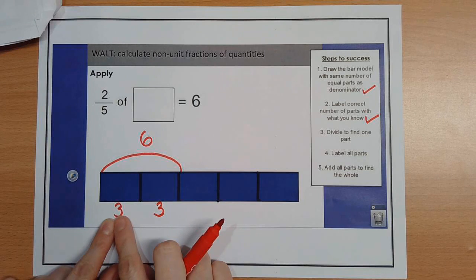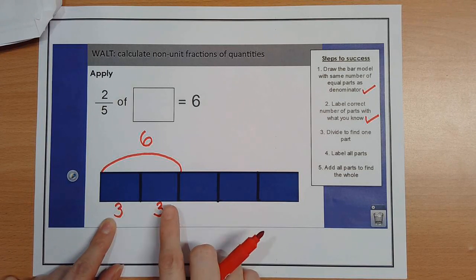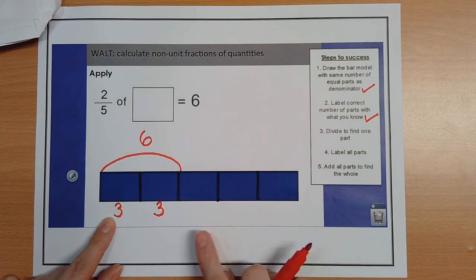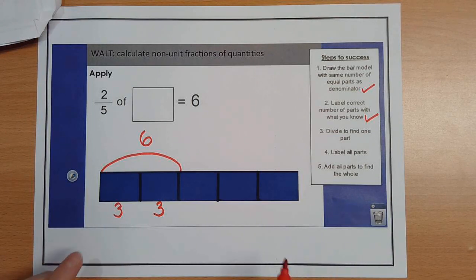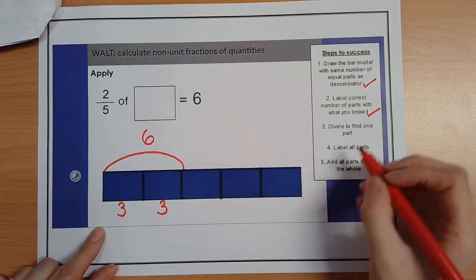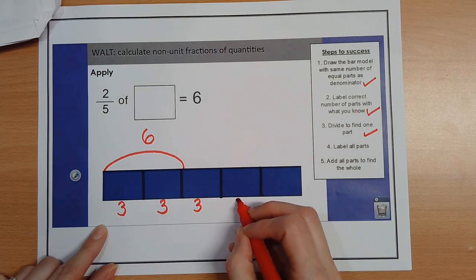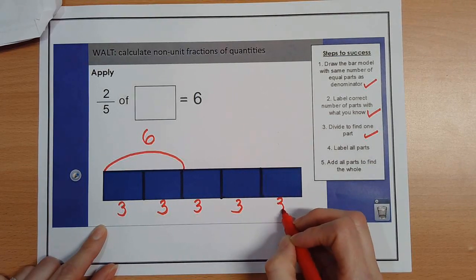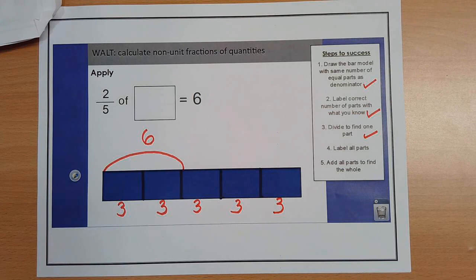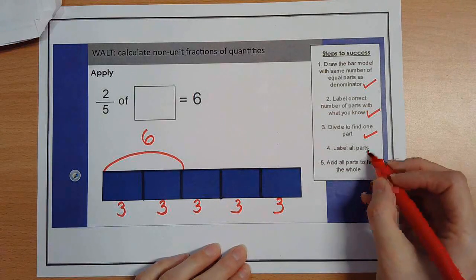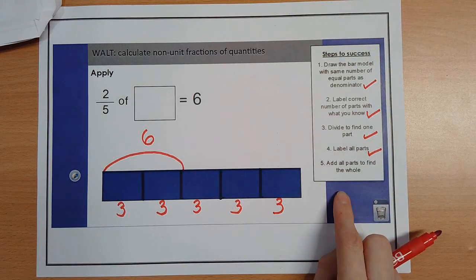So now that I've found what one of the parts is, I know that all of them have to be the same because remember they're equal parts when I'm looking at my fractions. So I can then label all of the parts. So that one's 3, that one's 3, and that one's 3. Okay, so now that I've labelled all the parts, I can add all of my parts to find the whole.